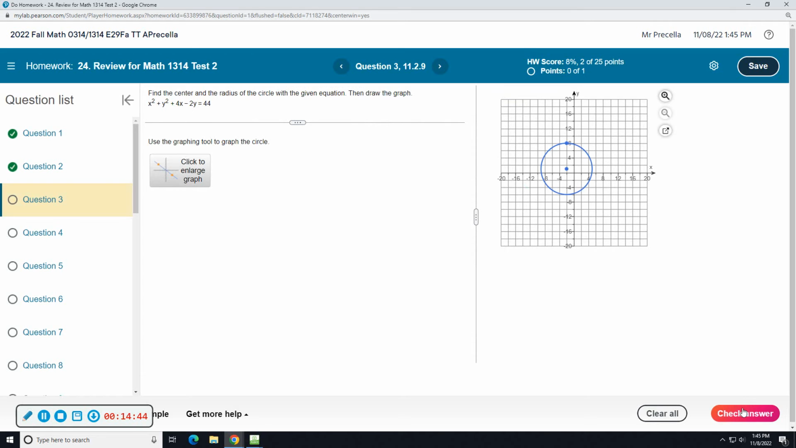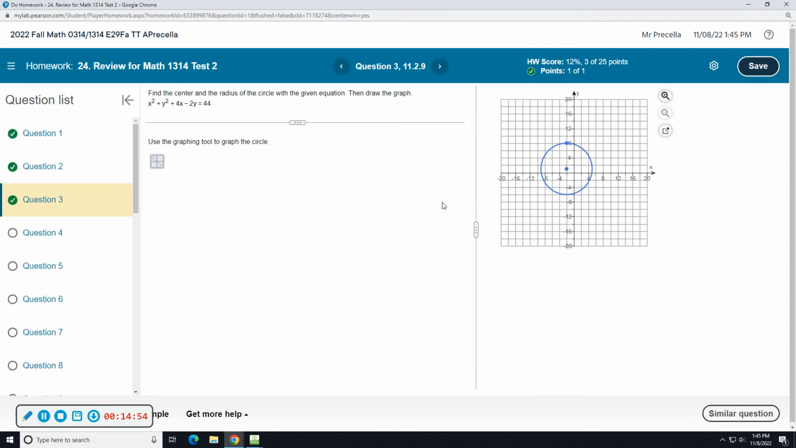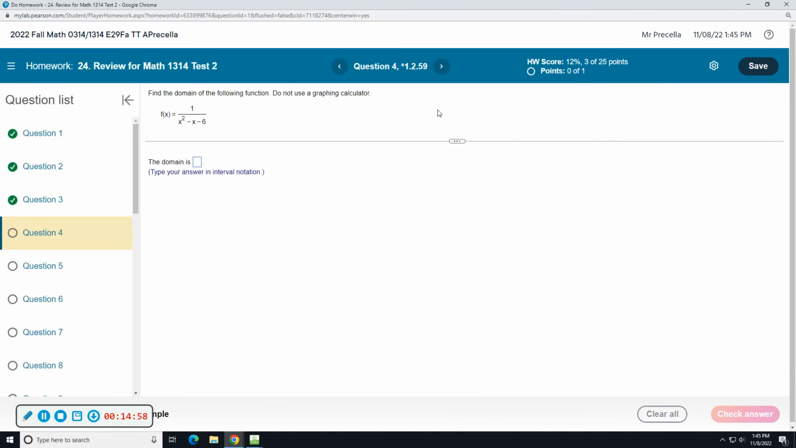Save. Check answer. Any questions? Well, I bet you number 4 is another one like, no it isn't. Okay, only one circle here. That's fine. So, I mean, only one completing the square.